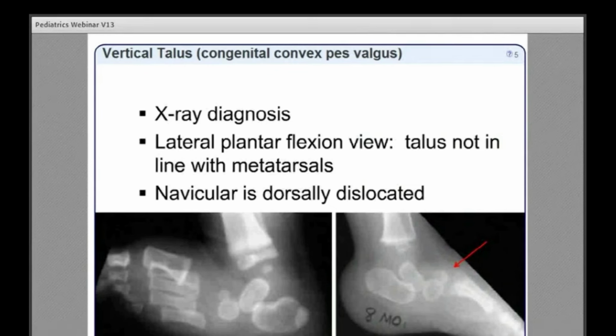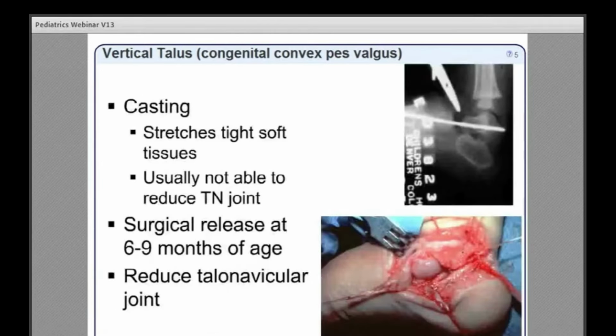X-ray diagnosis is key and very testable material and very commonly asked. In the X-ray on the right, you see the flat surface on the dorsal surface of the foot near the red arrow. This is because this is a plantar flexion lateral view X-ray. This is an attempt to see if the navicular will line up and reduce with the talus. If it does not and remains dorsally dislocated, then you have a vertical talus radiographically.